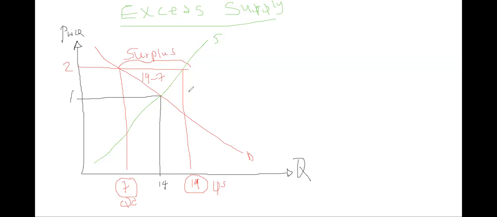So you can see that when the price is greater than the equilibrium price, the price now, this is 2, which is greater than the equilibrium price, which is 1. What will happen? Quantity supplied, we need to know this, will be greater than quantity demanded. So quantity supplied is 19 and quantity demanded is 7. So the difference there is the surplus.